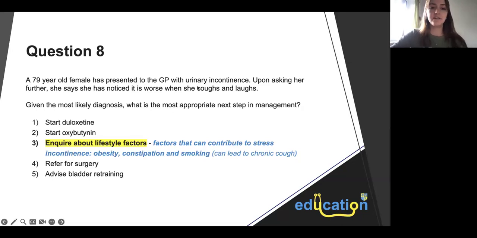This lady is leaking urine whenever she coughs and laughs, indicating that there's increased intra-abdominal pressure causing urine to leak. And as people have suggested in the chat, the treatment for that is pelvic floor exercises. And then further down the line, if that's not working, duloxetine or even surgery where they can put a band around the sphincter that tightens it again.